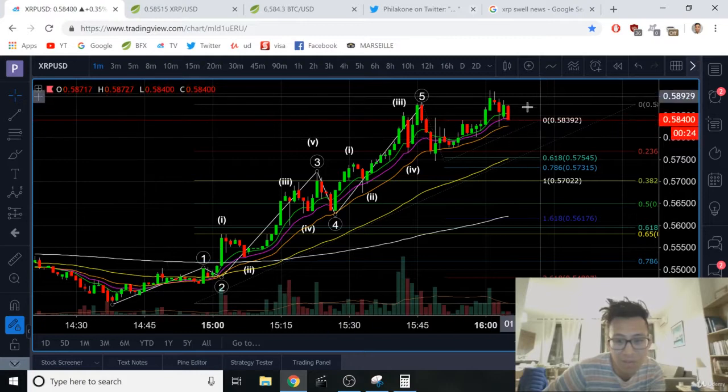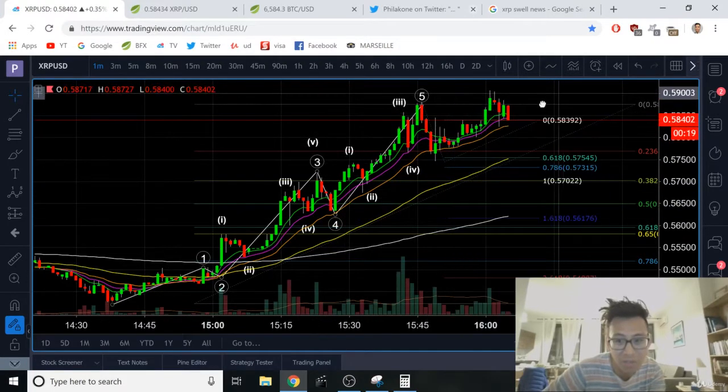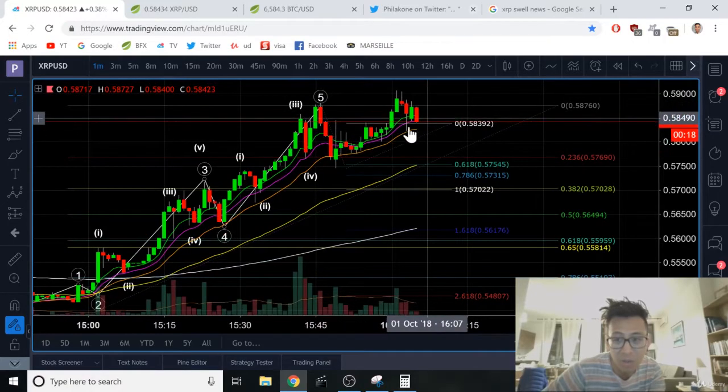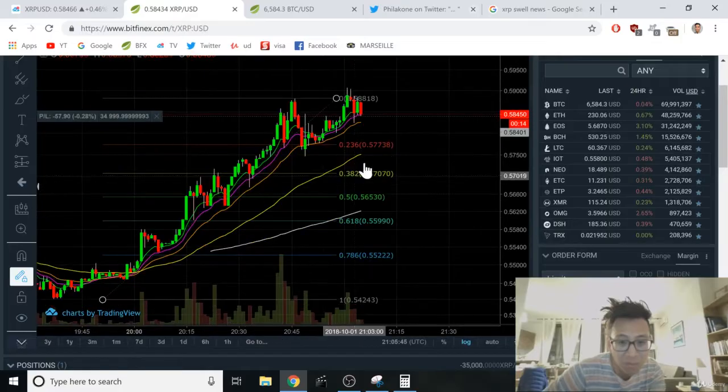Yeah, this could be the 5th wave up there. This is the weird wave up here though. I really believe this is the ABC. There we go. We're coming down already, guys. See this? Beautiful, coming down.